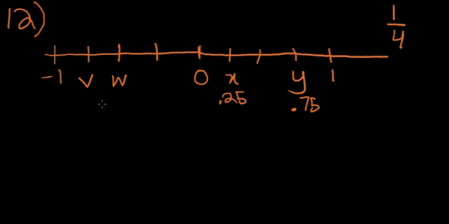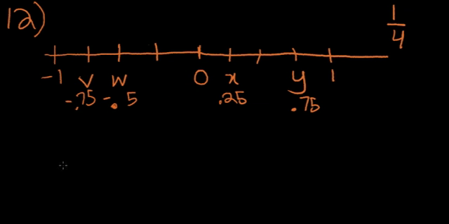This is equal to 0.25. W is equal to, well, not 0.25, negative 0.25. W is equal to negative 0.5. V is equal to negative 0.75. And this is just negative 1. So which of the following expressions has the least value?